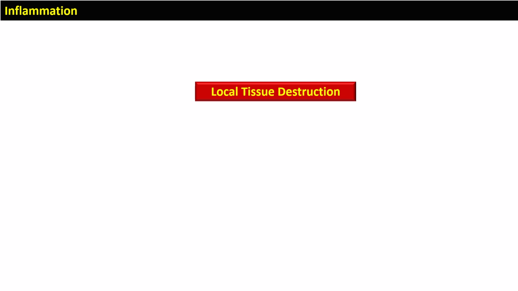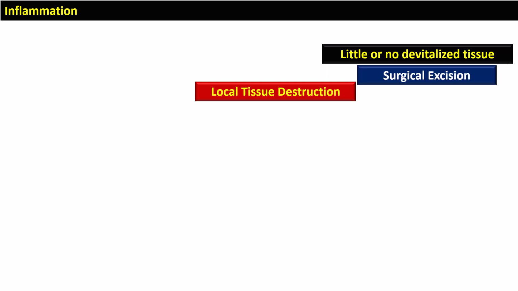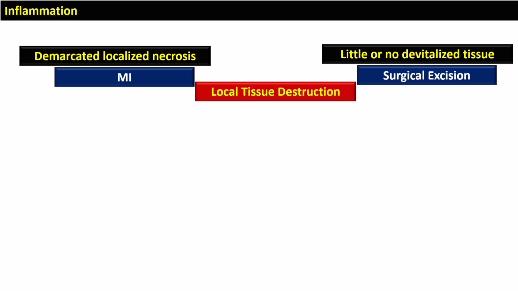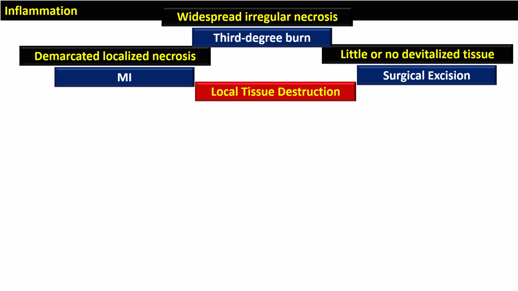There is a wide variation in the repair site. The amount of local tissue destruction differs by context. In surgical excision or skin lesion, there is little or no dead tissue, while in a medium size myocardial infarct, there is localized demarcated necrosis. In a large third degree burn, the necrosis of the tissue is widespread and irregular.